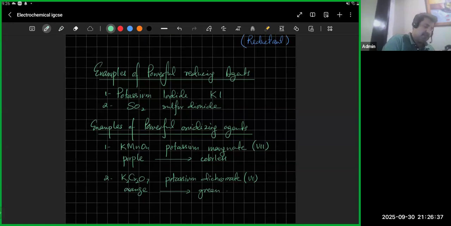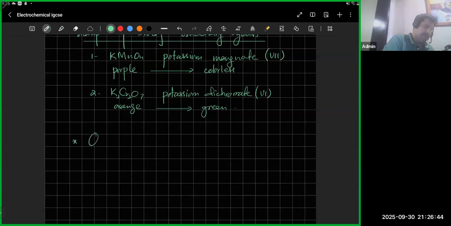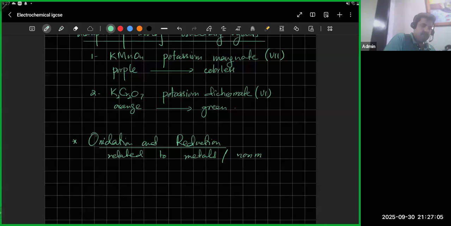Okay, there's one last thing that we'll talk about. I'm just going to write it down. The oxidation and reduction related to metals and non-metals. Who gains electrons, who loses electrons. And we'll link it with the periodic table. So we'll talk about who wants to gain electrons, who wants to lose electrons, who wants to gain electrons a lot, who wants to lose electrons a lot. We'll talk about that tomorrow, okay? And we'll start doing past paper questions related to electrochemistry, okay?